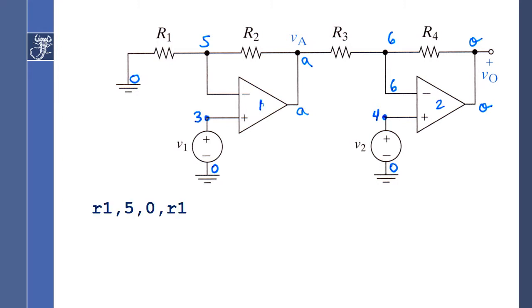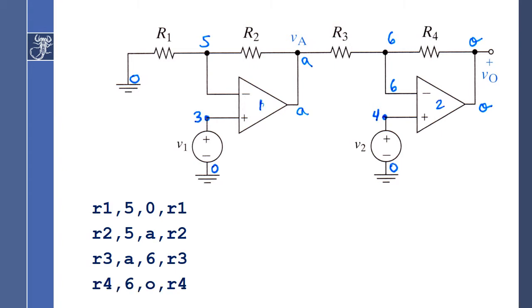We describe the resistors. We have R1 between 5 and 0, value of R1, R2 between 5 and A. The reason I'm calling this A is because the circuit has a VA there. Therefore, by calling that node A, VA will be the voltage in that node. Value of R2. We have a resistor R3 between A and 6, value of R3. And we have a resistor R4 between 6 and O, value of R4. The reason I call that node O is because then the variable VO will be the voltage in that node and it will match the schematic.